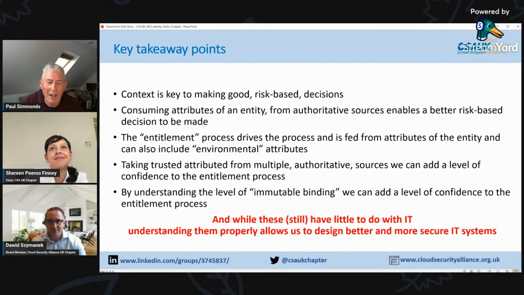And while my examples today have been generally about humans and have little to do with IT, if we understand them properly, it allows us to design better and more secure IT systems, which is what we're going to be talking about in the next session.